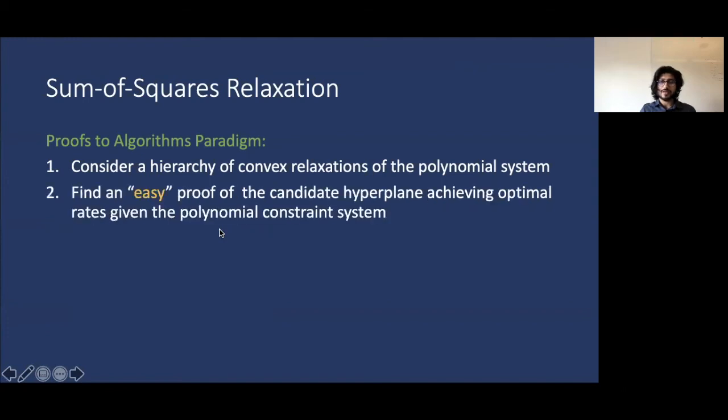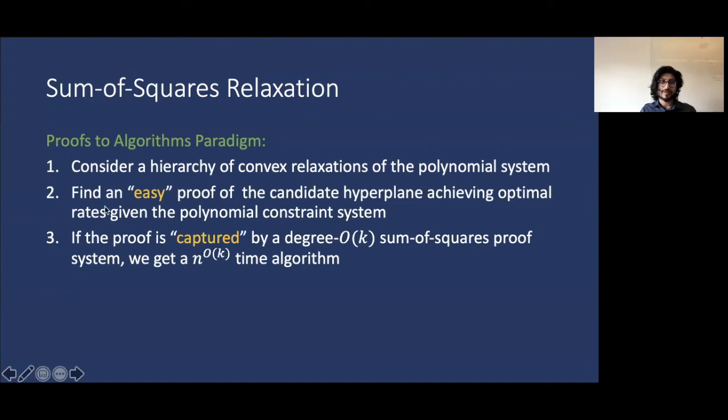In order to argue correctness of this convex relaxation, we show that there exists an easy proof of the following fact. So, given the constraints that the candidate hyperplane satisfies, the polynomial constraints I mentioned before, we show that the resulting hyperplane must be close to the true hyperplane in the scale L2 norm. And an easy proof of this fact corresponds to an efficient algorithm, which is what the proofs to algorithms paradigm refers to. Okay, so we show that the proof of this fact is captured by a degree k sum of squares proof system, which immediately implies, using known machinery, an n to the order k algorithm for this problem.